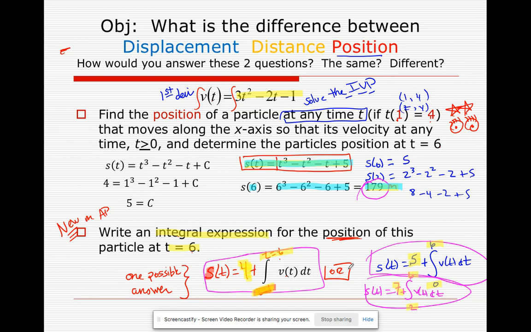So I've just shown you 4 ways to get 179: the position, not distance or displacement, position at time equals 6. One of them was just algebra, and I gave you 3, and I'm sure you could come up with more, right? How many more could you come up with? Well, infinite, of an integral expression. So make note of these words. We told you AP. We've started to see this kind of question on AP, so we are certainly going to put it on our assessments, okay?